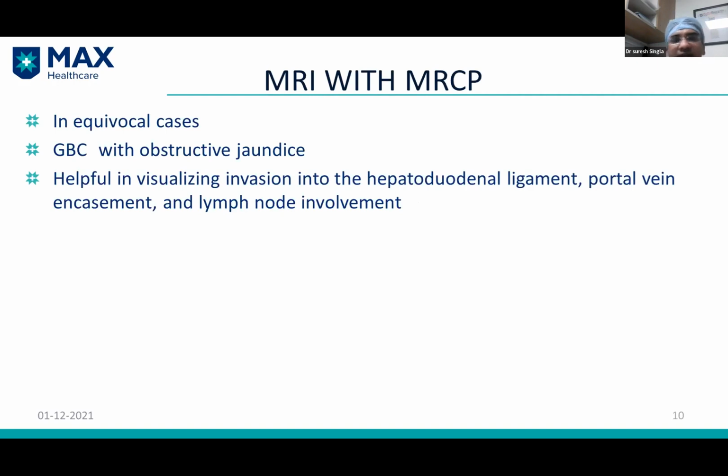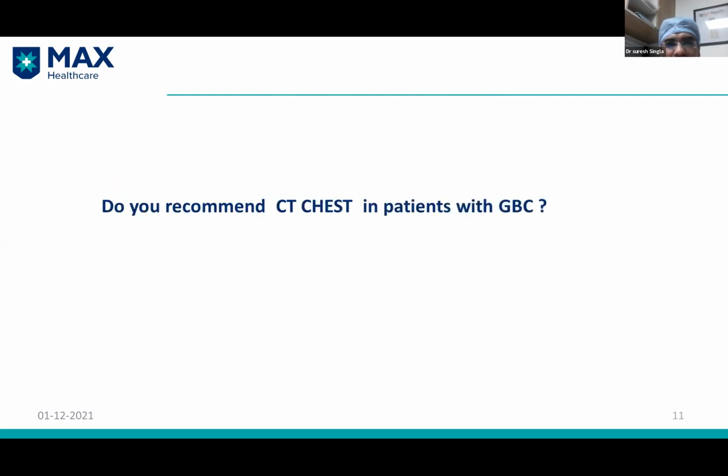So in equivocal cases, as Dr. Pankaj said, GBC with obstructive jaundice, you can go for MRI with the MRCP. I may not agree with Dr. Pankaj. MRCP, if the patient has biochemical evidence of jaundice, why do you need that? You can see on CT scan. You can get your visibility.